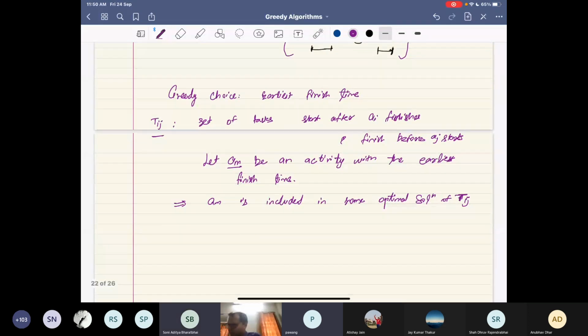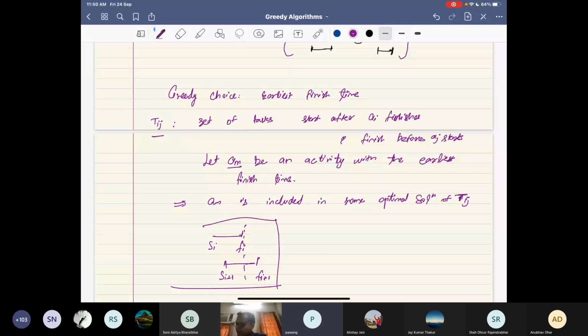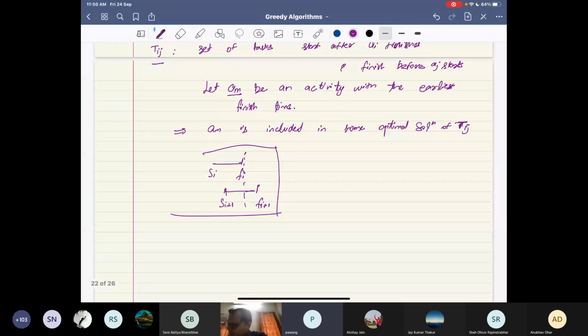Here we are not assuming sorted input? No, they are sorted. But the way I have defined Tij, the activities start after AI finishes. So AI plus 1 may start before it. That is why, in terms of the Tij definition, this need not be AI plus 1.